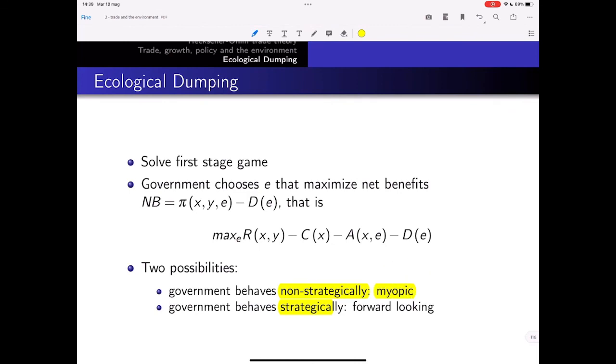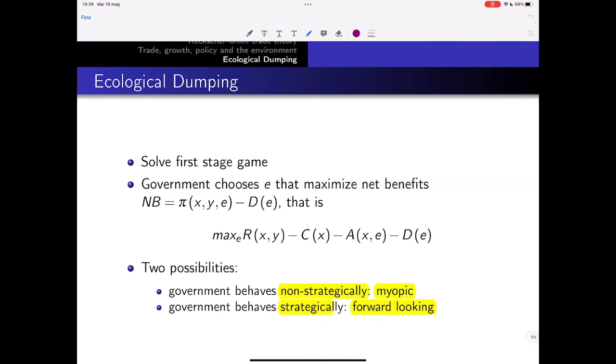I choose today emissions not anticipating what the effects will be on the competition game in the second stage. While in the case of strategic behavior, I anticipate what the effects will be on the competition game when I choose emissions. And this second case here gives rise to the subgame perfect Nash equilibrium I've described before.